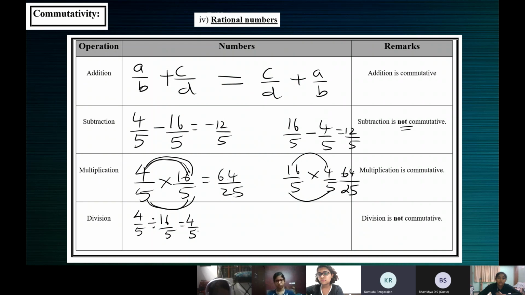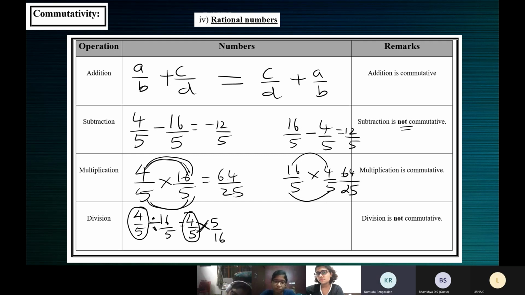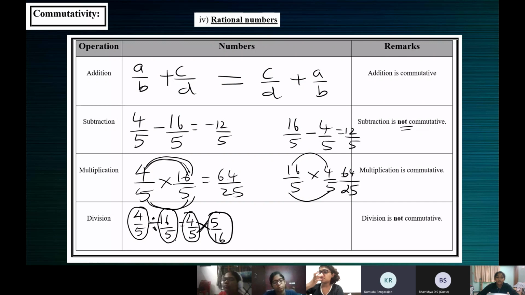Okay, so how do you present it? We write the first fraction as it is. Then the division becomes multiplication. We take the reciprocal of the second fraction, 5 by 16. Write this one as it is, 4 by 5. Whenever it's division, you change it to a product. Division becomes multiplication, and the second fraction must be written as its reciprocal, 5 by 16.